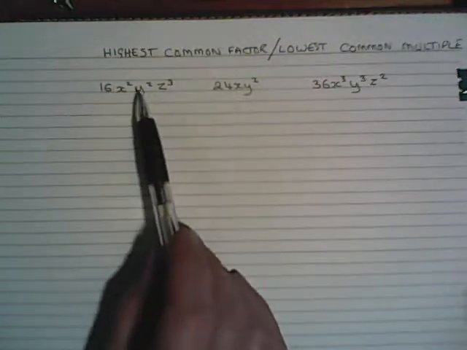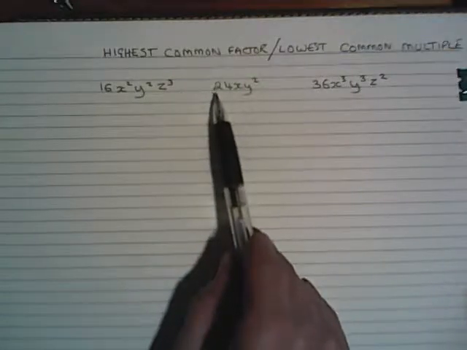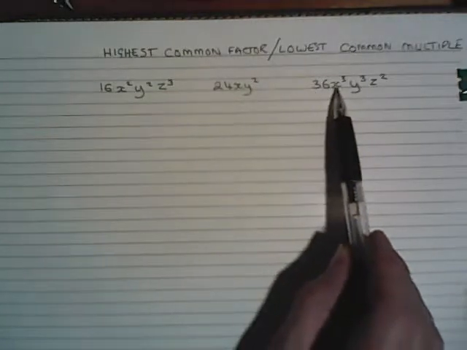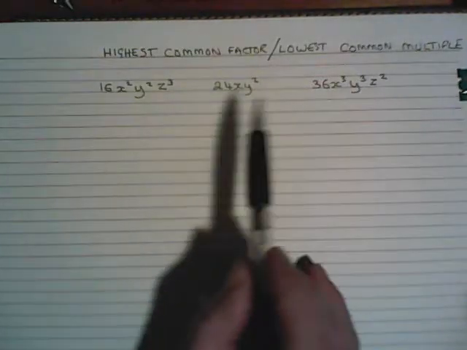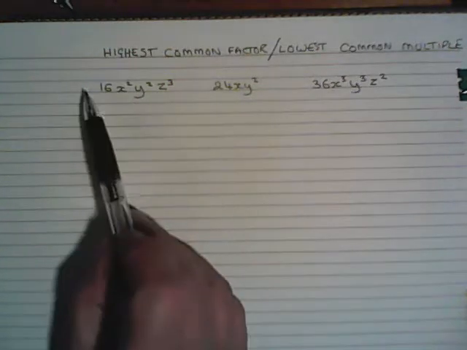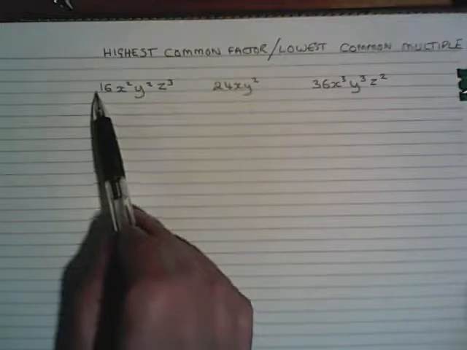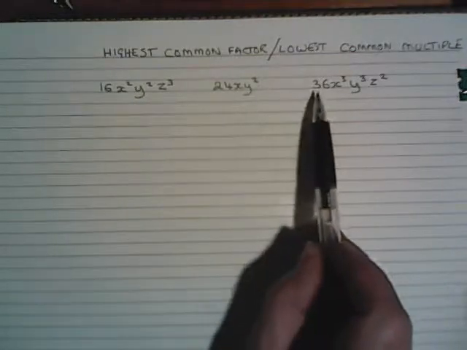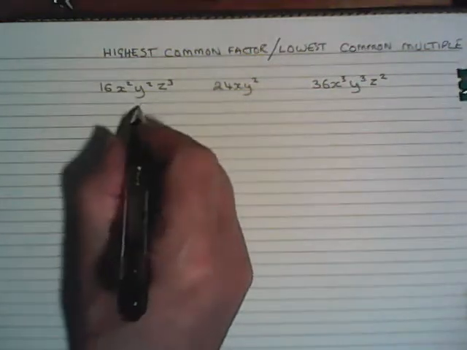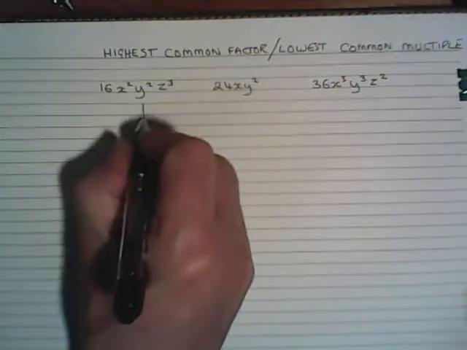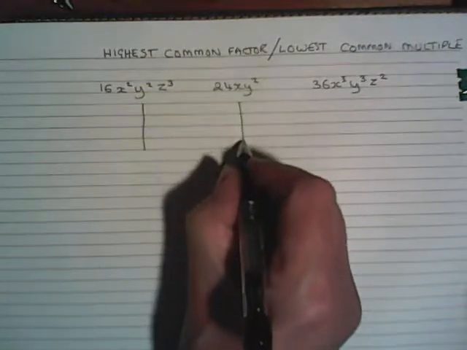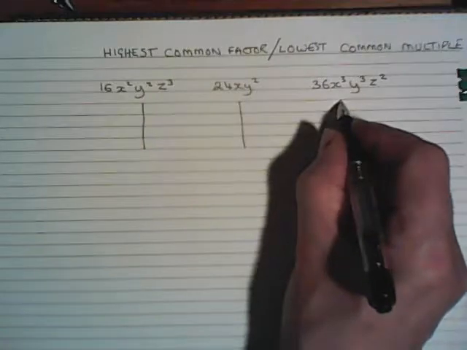We have 16x squared y squared z cubed, 24x times y squared times z cubed, and 36x cubed y cubed z squared. Now there is a method to do this. Some of you will be able to see by observation that the number that goes exactly into 16, 24 and 36, the highest such number, is 4, but we need a method. So if you can see it, that's fine, but particularly if you're taking an exam, you need to demonstrate how you achieved the result.